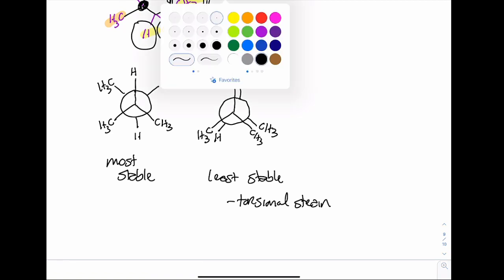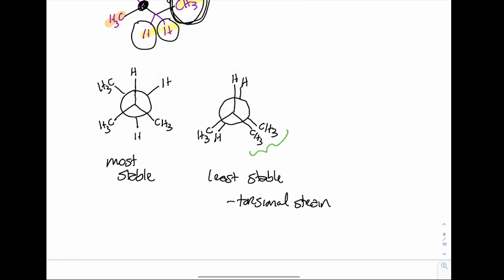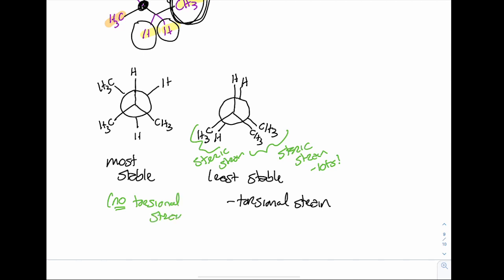And then we do have steric strain here. And we would say there's lots of it. I do have some steric strain here, just not as much as where I put lots. We won't put lots this time. And then if I go and look at my most stable, I have no torsional strain at all, right? No torsional because it's not eclipsed. Again, we're only going to have torsional strain when I have eclipsing bonds. So no torsional strain. But I do have some steric strain here.